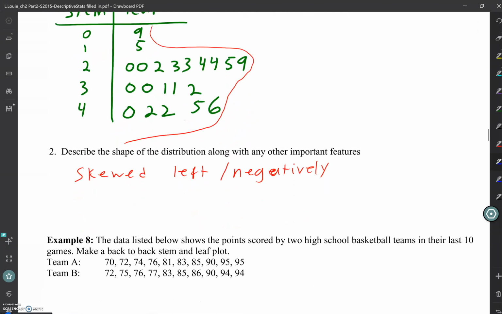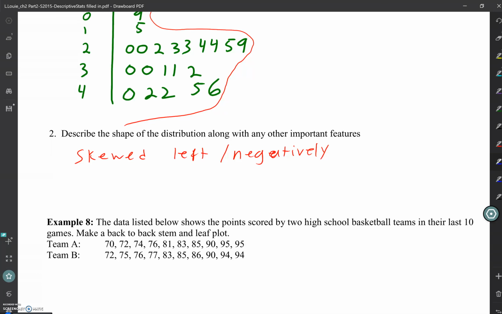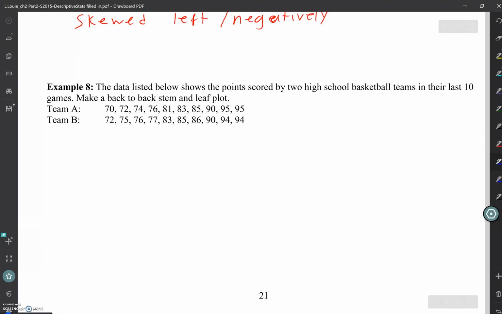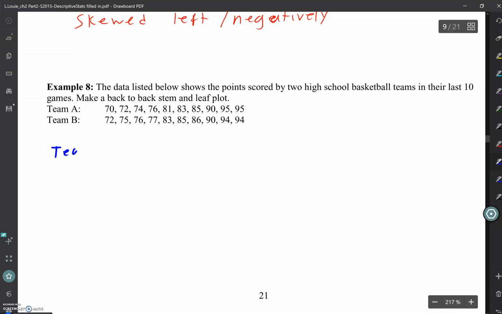All right, so we can also use this to compare two groups of things or two people. So this data shows the points scored by two high school basketball teams in their last 10 games. Make a back-to-back stem and leaf plot. If they're back-to-back, it gives me a chance to compare them a little bit more. So I'm going to put my team A, and I'm going to put my stem in the middle this time, and we'll put our team B.